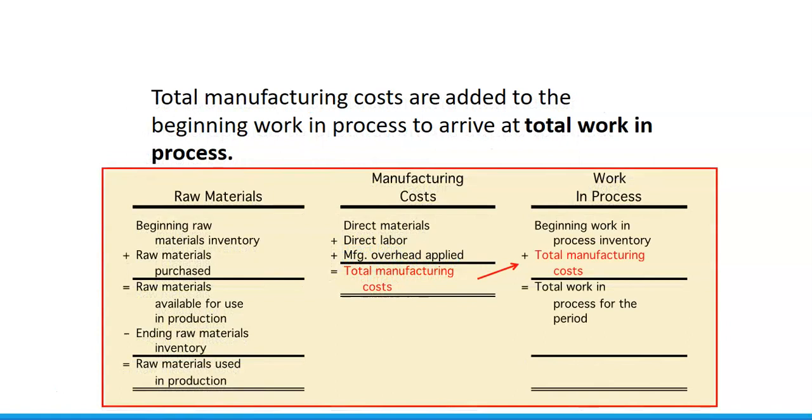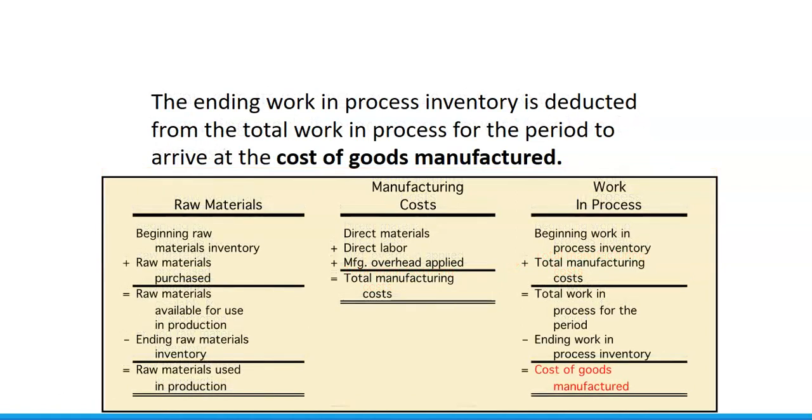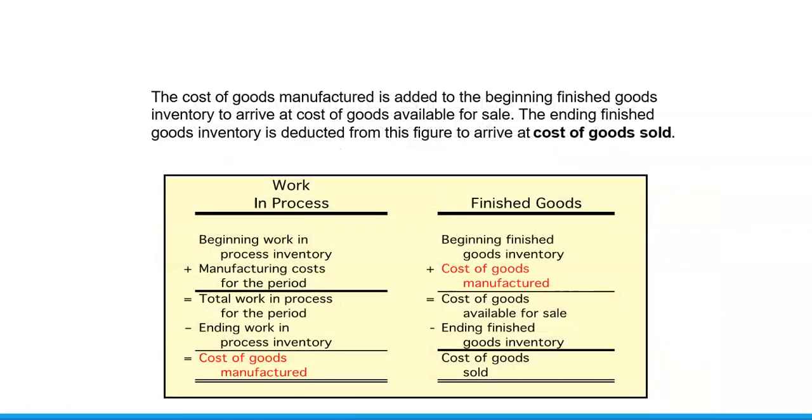So we have our beginning work in process inventory. We add the total manufacturing cost. This gives us our total work in process for the period. We then subtract the ending work in process inventory, and that is our cost of goods manufactured during that period. We take the cost of goods manufactured and we use that to calculate our finished goods inventory. This is, again, we take beginning plus additions minus ending.